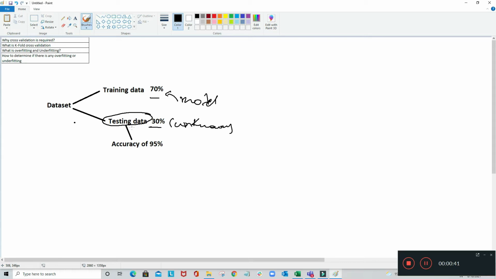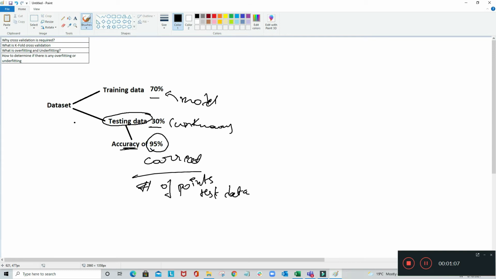After that, we estimate the performance by calculating the accuracy. Accuracy is nothing but correct predictions divided by the number of points in test data. So this is a typical machine learning process. Say, imagine we get 95% accuracy. So we can say our model is 95% accurate on test data.